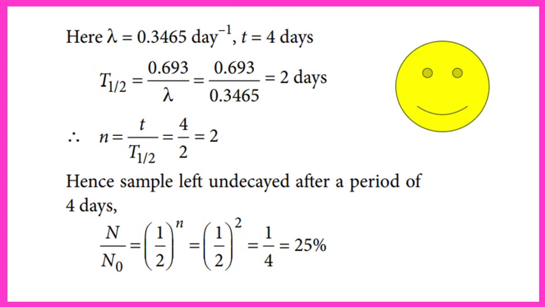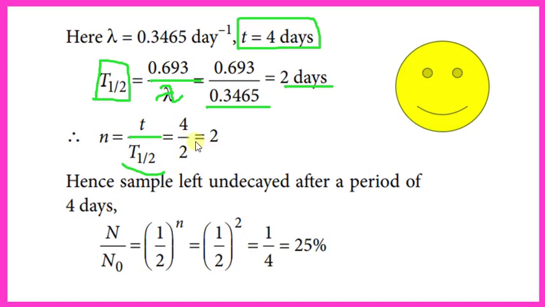Okay, the decay constant is given as 0.3465, and time is given as 4 days. What would be the percentage? So the half-life T half for this is 0.693 upon lambda. For any radioactive sample, the order of reaction is 1. Always remember, the order of reaction is 1. So 0.693 divided by lambda, that is the decay constant, you will get 2 days. So n is T, that is the time period, upon half-life, T upon T half, that is 4 by 2, which is 2.